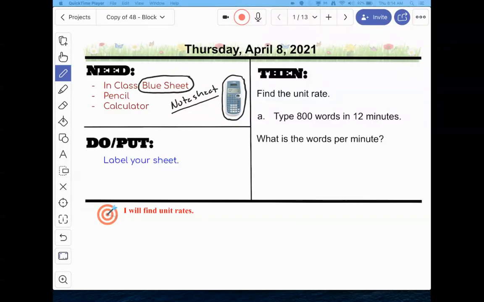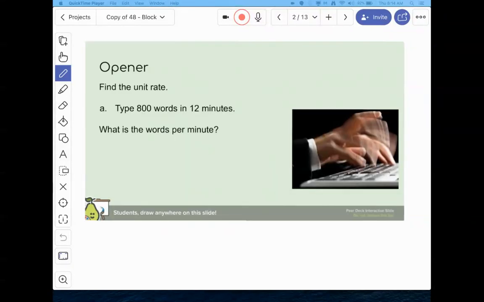Take a second and try the opener where it says type 800 words in 12 minutes. And what is the words per minute? I'm going to scoot ahead so it's a little bigger. So again, try to find the unit rate for 800 words in 12 minutes. Take a second and work on that. Go ahead and pause if you need to, and we'll check our answer in a second.